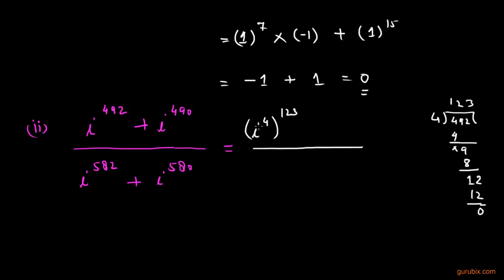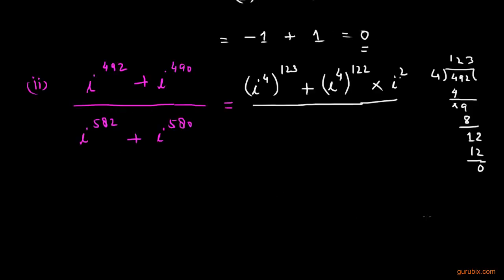123rd power plus, same as we can write iota raised to the 490th power like this, iota raised to the 4th power and this whole value raised to the 122nd into iota square.